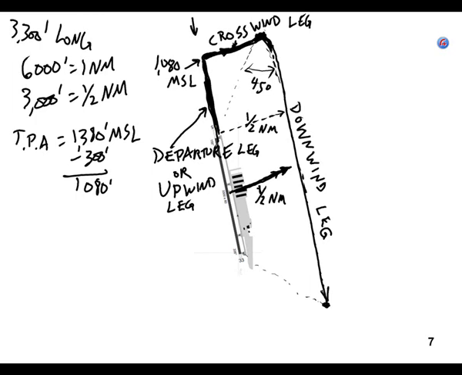So now your speed across the ground is going to be your airspeed plus whatever tailwind you happen to have. And again, you'll notice we want to be about half a mile away from the middle of the runway.